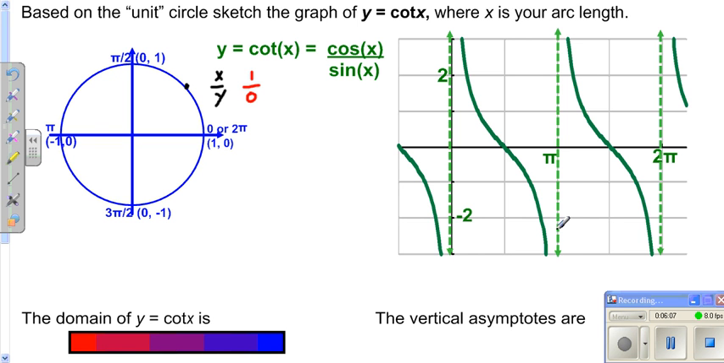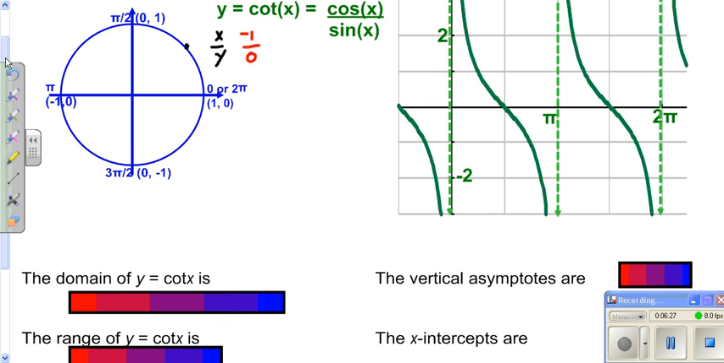You'll also notice we have a vertical asymptote here at pi, because when you go at pi, taking your x, which is -1, over your y, which is 0, you get 0 on the bottom again. So we have our vertical asymptotes at 0, at pi, at 2 pi. For the sake of what we're looking at, for the most part, you're going to just have to have memorized what your cotangent graph looks like.